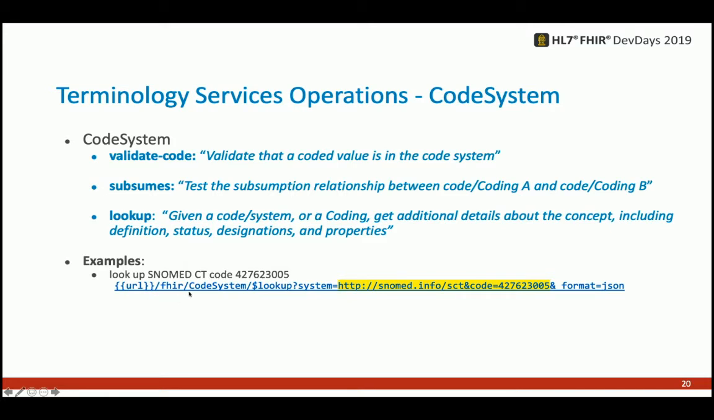But for now, if we look at the URL here, what are we looking at simplistically? We're going to code system, we're looking at the lookup operation. The system that we're using is this particular URI, snomed.info/sct. You'll always see that when we're using SNOMED, that's a specific URI. The code is the code we're looking at, and the JSON. We return JSON just because it's easier to look at on a screen.